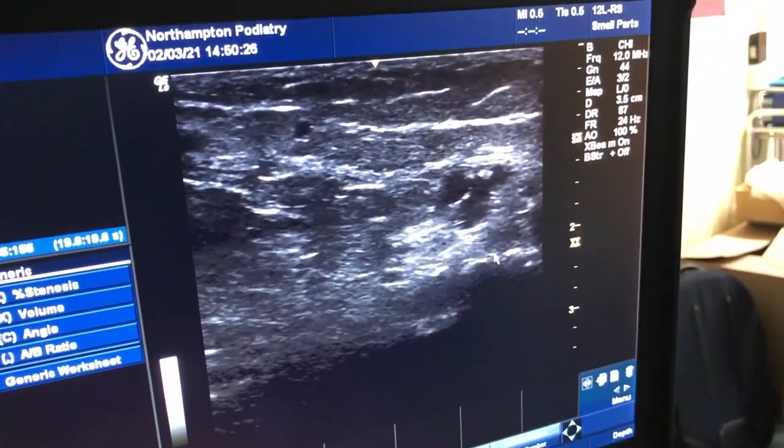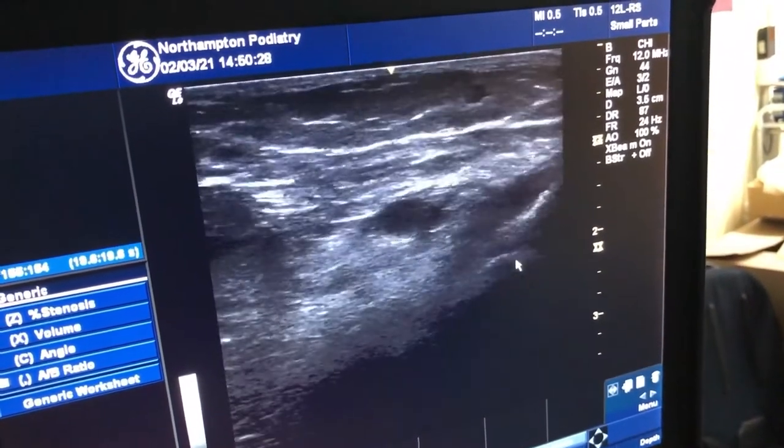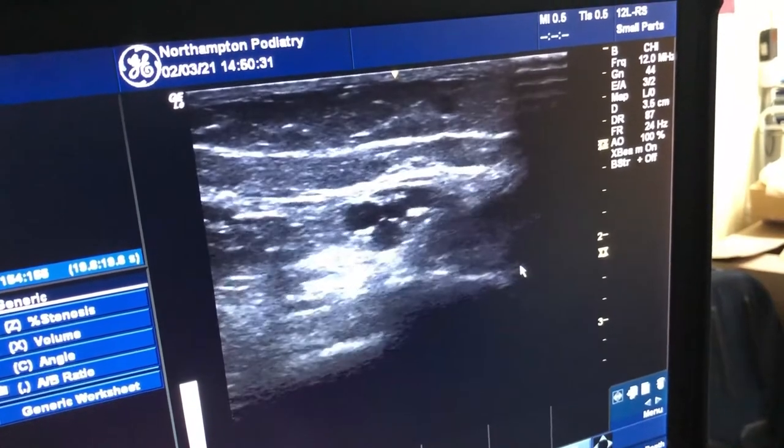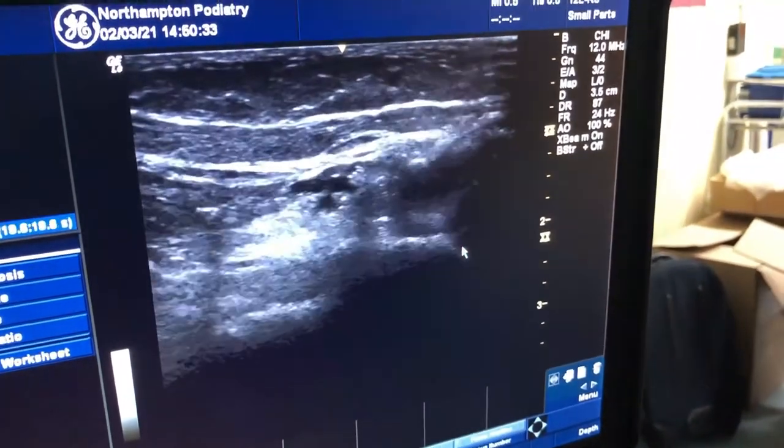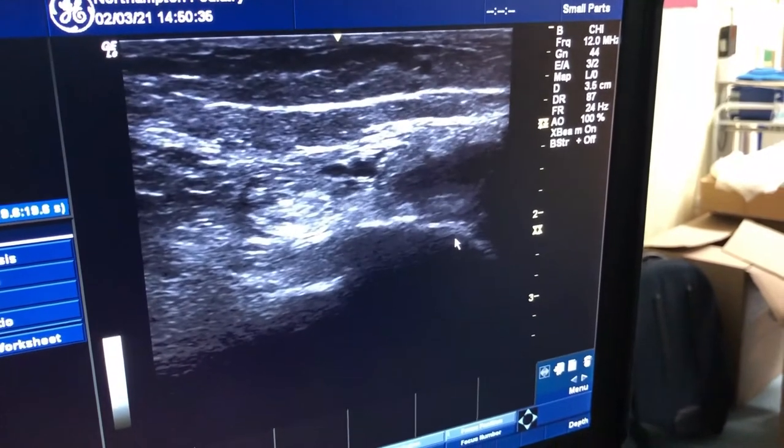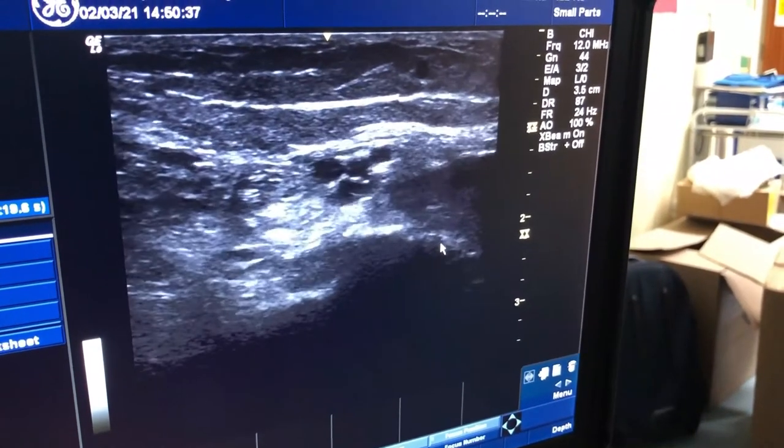And I don't know if you can wiggle the probe just this way and that. So, oh, we just had a perfect picture and I moved it. Can you just hold it there for me? That's lovely. A little bit of pressure off.